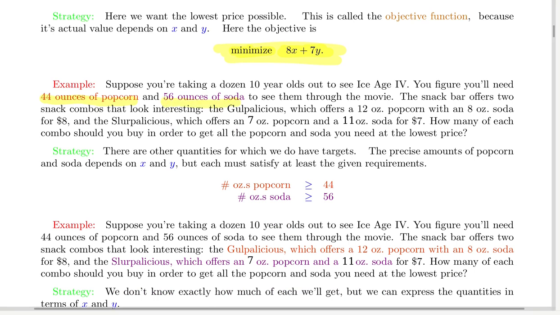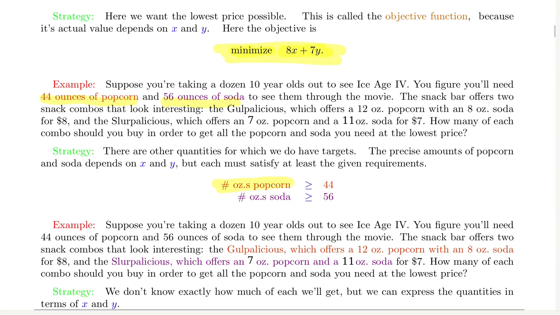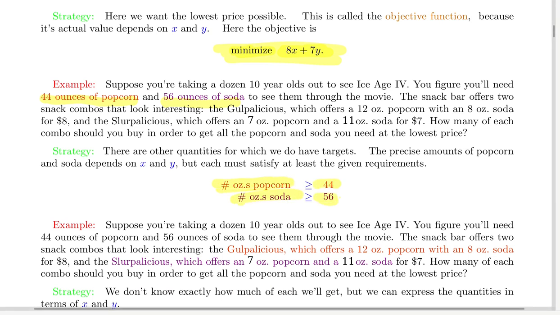So we have to have enough soda and popcorn to keep the kids happy for the duration of the movie, right? So we have to express the fact that the total number of ounces of popcorn is at least 44 and the total number of ounces of soda is at least 56, right? So then what we need to do is figure out that if we buy X Gulpalicious snack packs and Y Slurpalicious snack packs, how much popcorn and soda do we actually get?